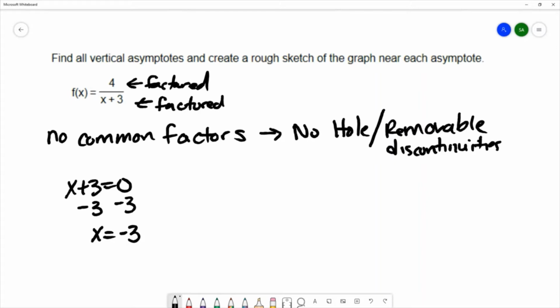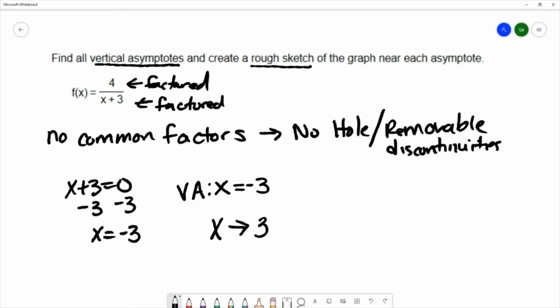This is going to be the location of our vertical asymptote. So this rational function has a vertical asymptote at x equals -3. Now I want to think back to what the definition of a vertical asymptote is so that I can think about what the graph looks like around that asymptote. The definition of a vertical asymptote says that as x is approaching a particular value, then y is either approaching infinity or -infinity.